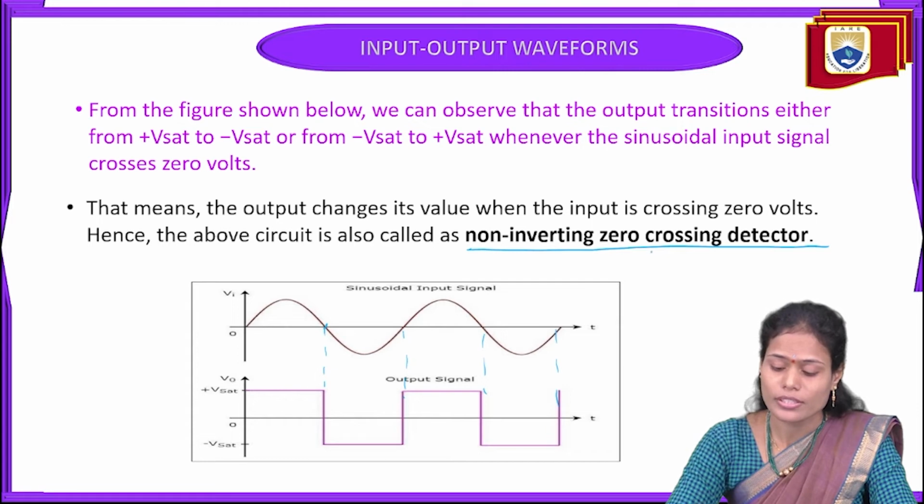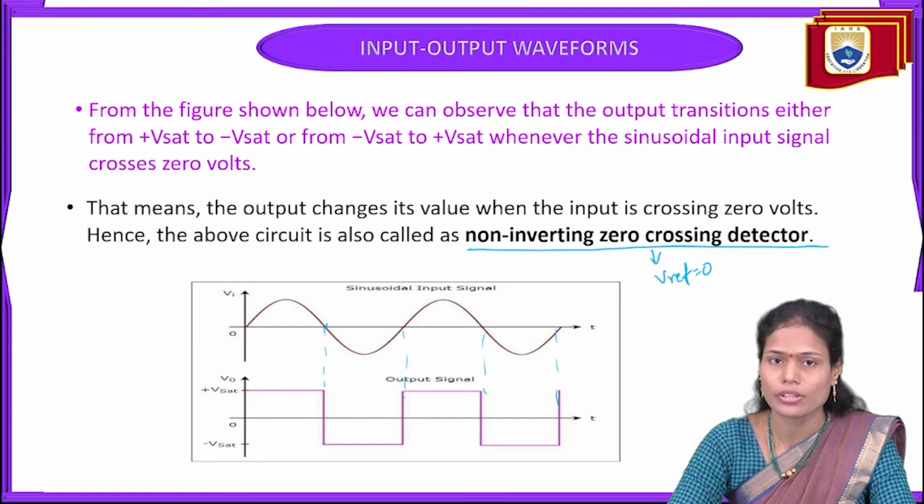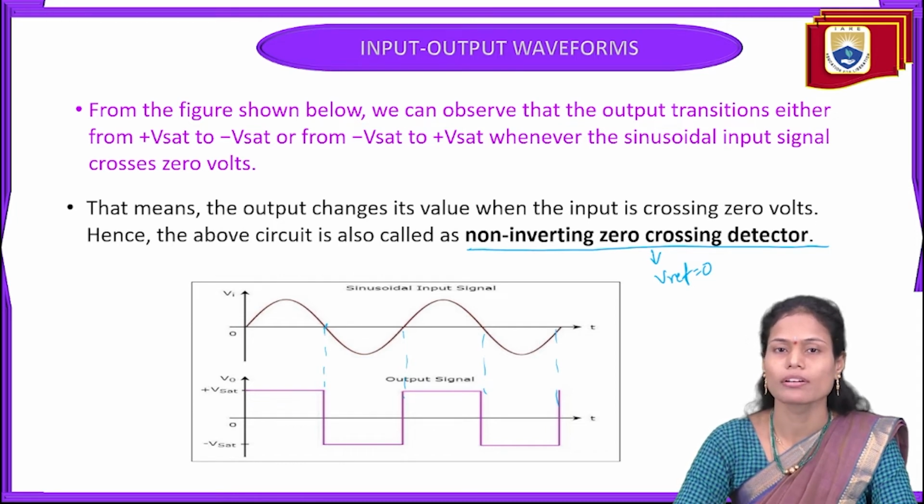Whenever the reference voltage is zero only, we can call it a zero crossing detector. But if instead of zero I take something like 1 volt or 2 volts, we cannot call it a zero crossing detector. Why? Because in that case the output will change once the input signal crosses that reference voltage. So whenever some reference voltage value is present, we cannot call it a zero crossing detector. Only when the reference voltage is zero can we call it a zero crossing detector, whether in the inverting case or in the non-inverting case.